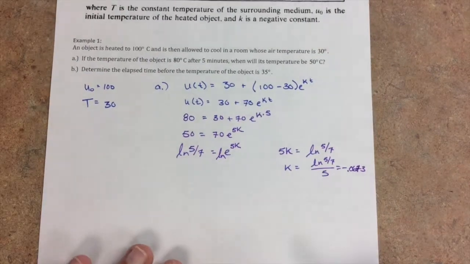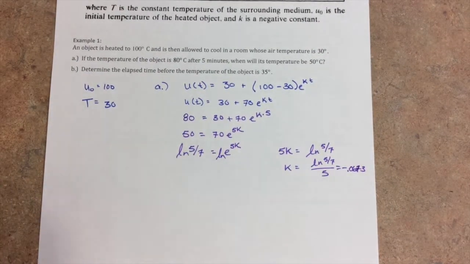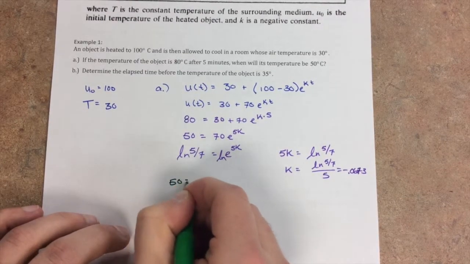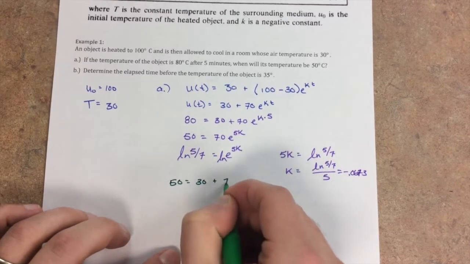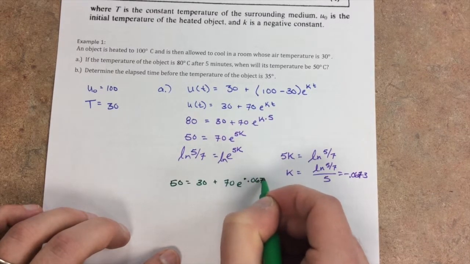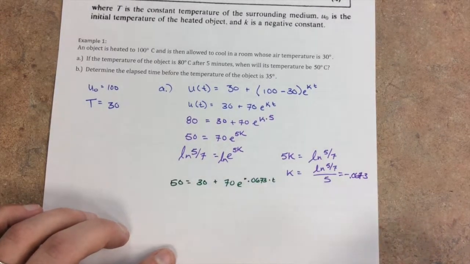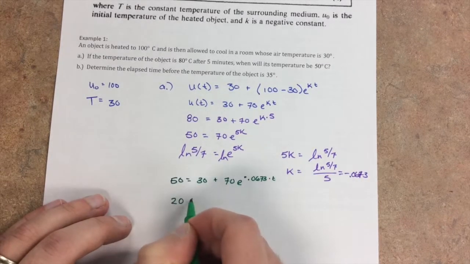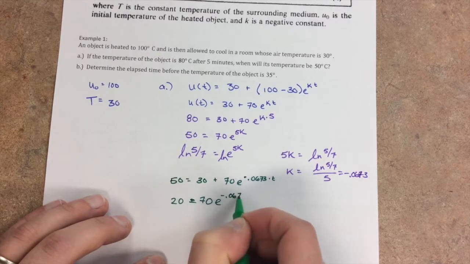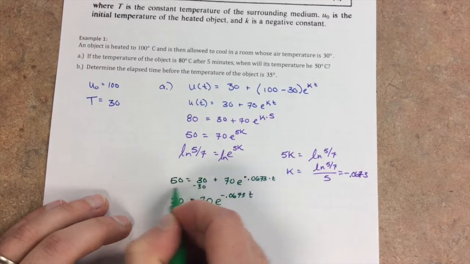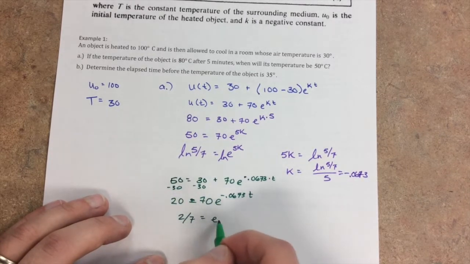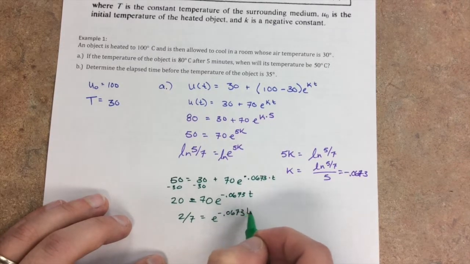When will the temperature be 50 degrees? So the second part, which I'll do in green, is saying, okay, 50 equals 30 plus 70 e to the negative 0.0673 times t. Solve for t. So 20 equals 70 e to the negative 0.0673 t, because we subtract 30, divide by 70, so you get 2/7 equals e to the negative 0.0673 t.